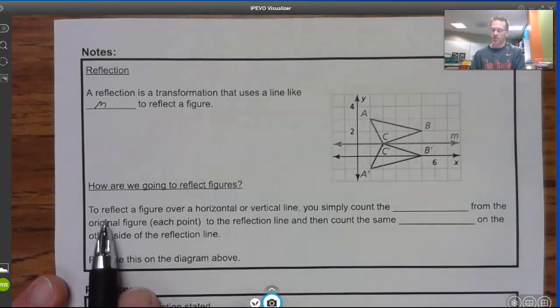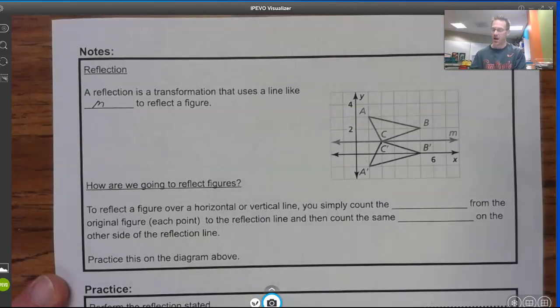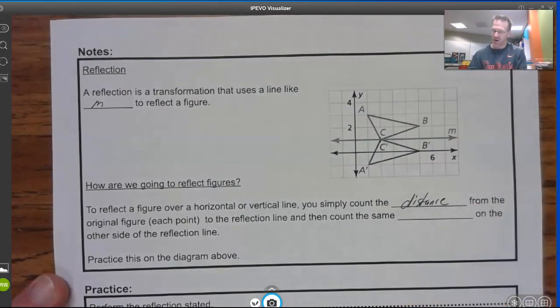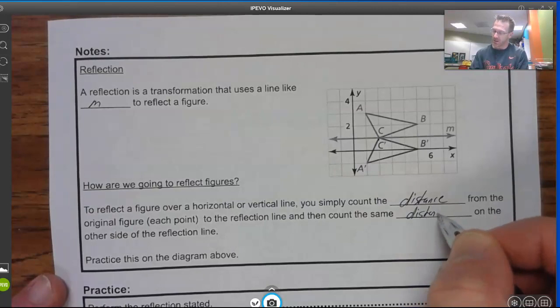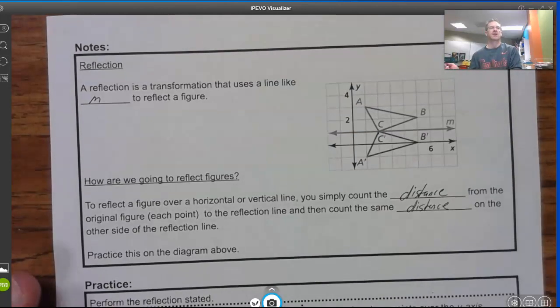So now, to reflect a figure over a horizontal or vertical line, you can simply count the distance from the original point to the line of reflection, and then count the same distance on the other side of the line. That should make sense, because if we were to fold along that reflection line, we want everything to match up, and the only way that can happen is if the pre-image and image are the same distance away from your line of reflection.